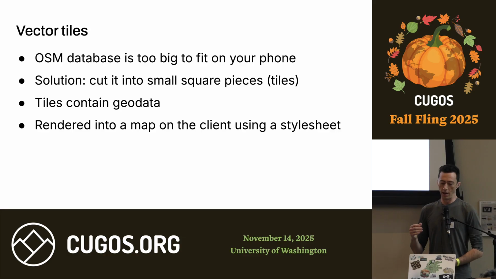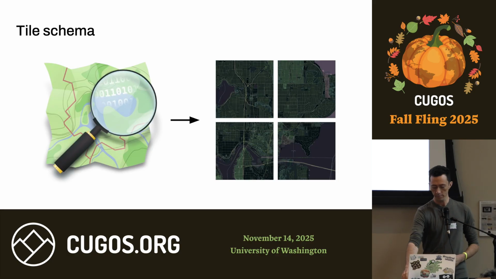see your map. So the solution is to take the data, cut it up into a bunch of little square pieces called tiles, and in the specific case of vector tiles, the tiles contain geodata. They contain points, lines, and polygons with attached metadata. And then they get rendered into a visual depiction, like a map, by code that's running in the browser or on the mobile app.